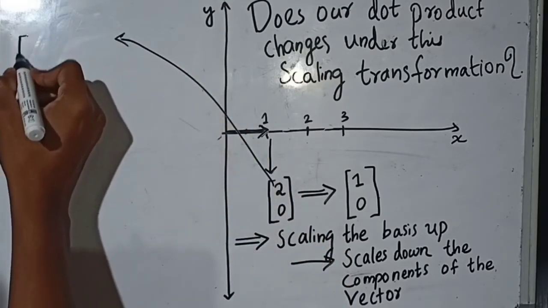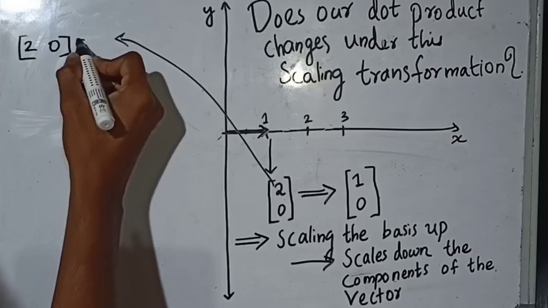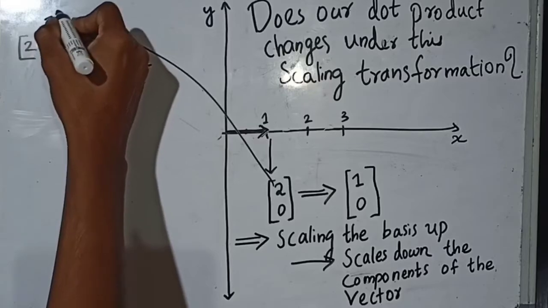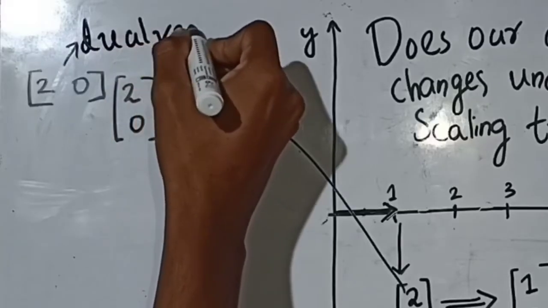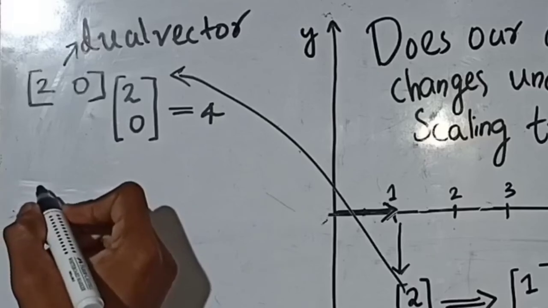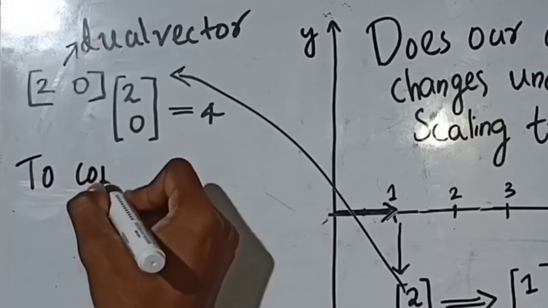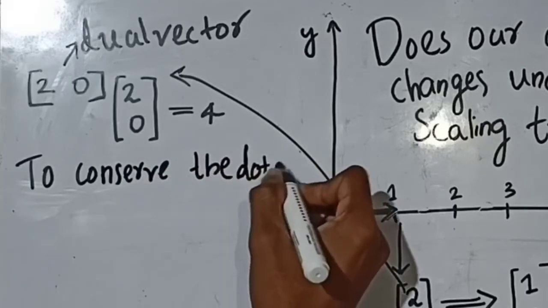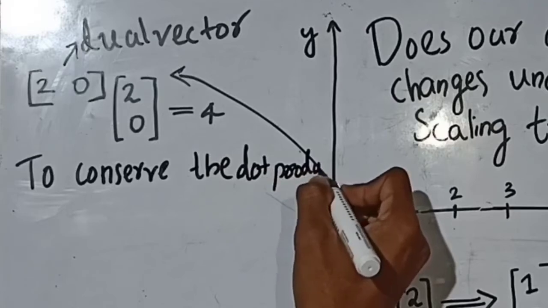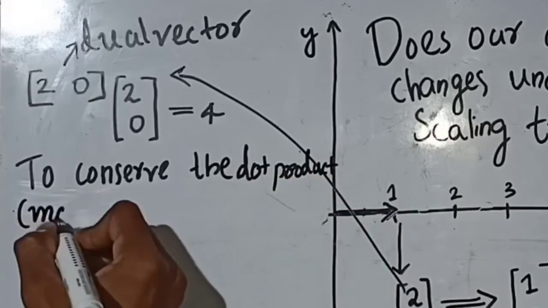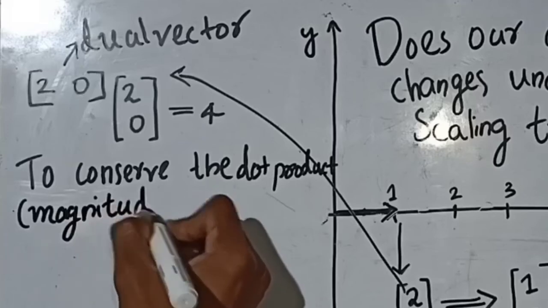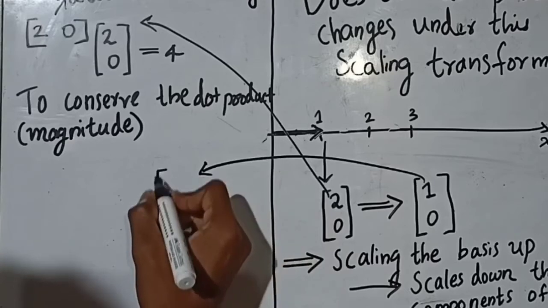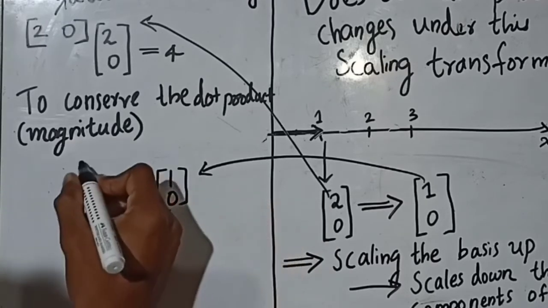Before the scaling transformation, we have the components of our vector as 2 0. For this 2 0 column vector, we need a 2 0 row vector to get the dot product value as 4. And this 2 0 row vector is called the dual vector, corresponding to the 2 0 column vector. So to preserve the magnitude of the dot product value, we need to change the components of the dual vector also for the scale transformation. Let us check how these dual vector components change.